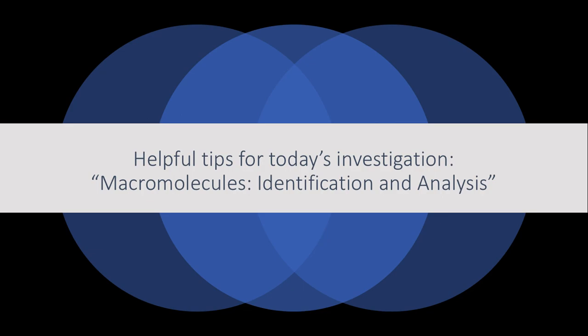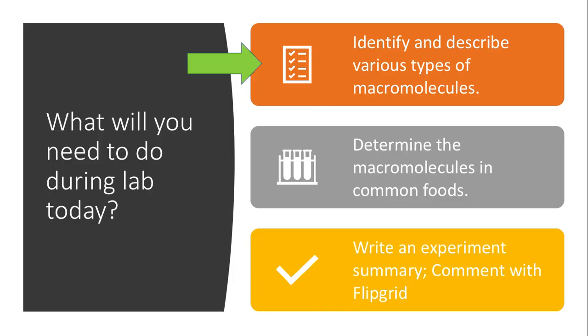So this week's investigation, excuse me, has to do with macromolecules. We're going to be identifying and analyzing substances that have these macromolecules. You will need to be doing these things during lab. You're going to have activities that identify and describe various types of macromolecules. In your lab activity, with the data that we give you, you'll determine the macromolecules in common foods. And then you yourself are going to write up an experimental summary.